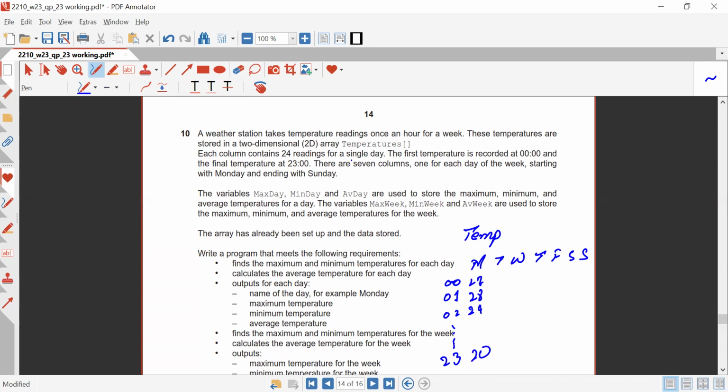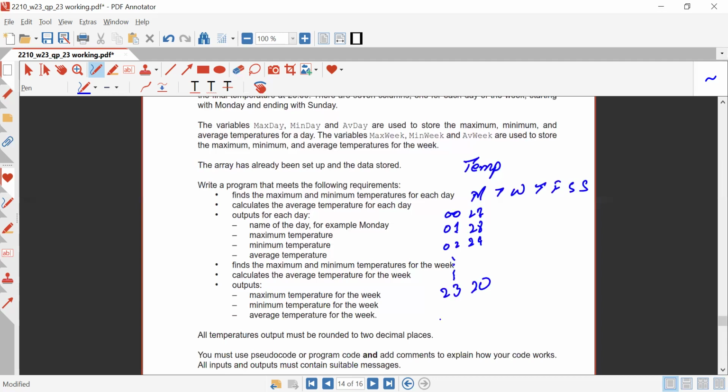The variables max day, min day, and average day are used to store the maximum, minimum, and average temperature for a particular day. So for Monday, we need the max for Monday, the min for Monday, and the average temperature. Right now the minimum is 20, the maximum is 29, and the average we could take out. Always remember that the average will be taken out from the 24 readings. Similarly, this will be done for all 7 days. That means 7 maximums, 7 minimums, and 7 averages.